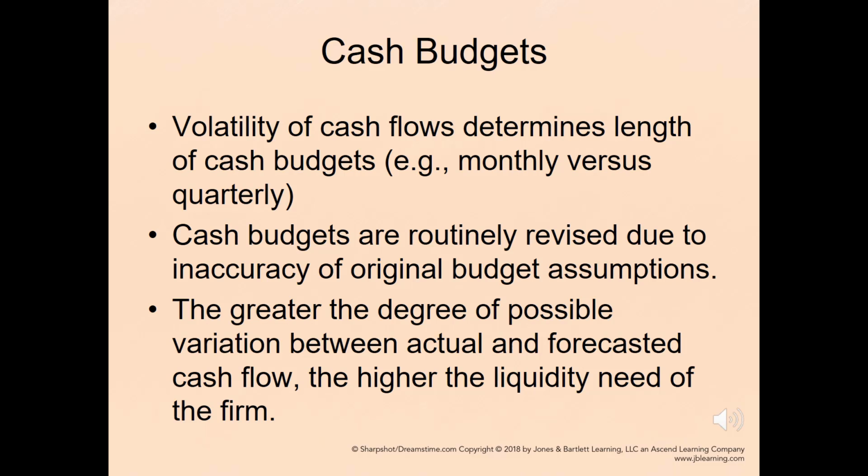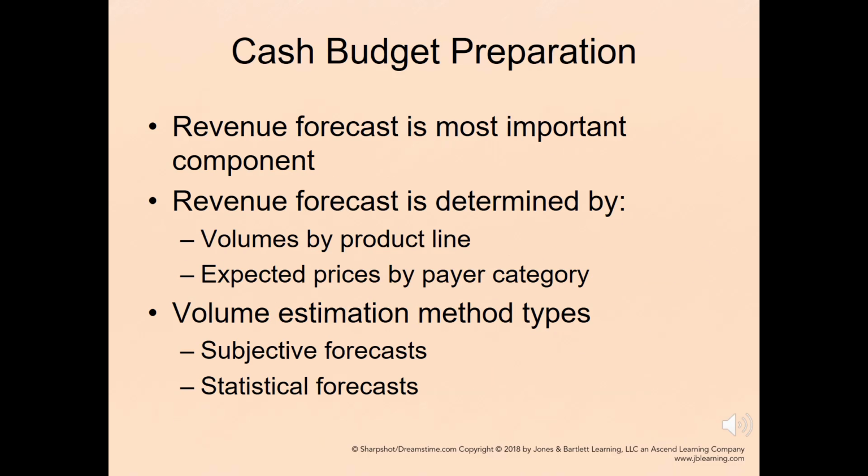The greater the degree of possible variation between actual and forecasted cash flow, the higher the liquidity need of the firm. When preparing a cash budget, the revenue forecast is the most important component. The revenue forecast is determined by volumes by product line and expected prices by payer category. The volume estimation method is done through subjective forecasting and statistical forecasting.